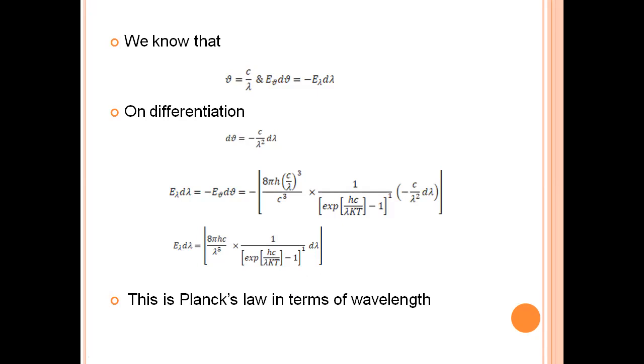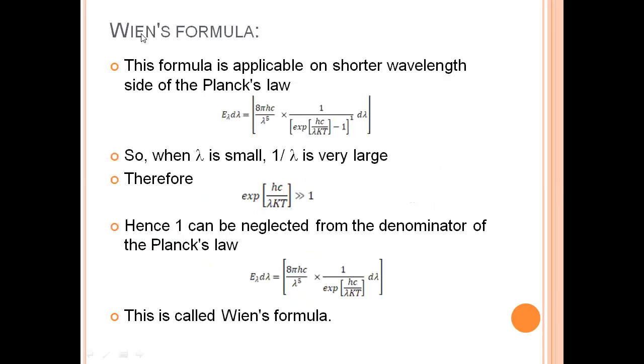One is Wien's formula, another one is Rayleigh-Jeans formula. The Wien's formula is applicable only at the shorter wavelengths, and Rayleigh-Jeans formula is applicable only at the longer wavelengths. Since Wien's law is applicable for shorter wavelengths, lambda value will be very small. If lambda value is small, its reciprocal value will be very large, which means that exponential of 1 by lambda into hc by kT is much greater than 1. So from the denominator, we can neglect 1.